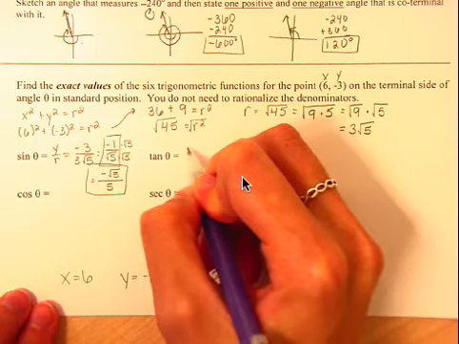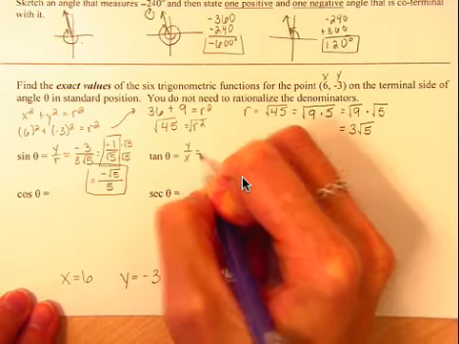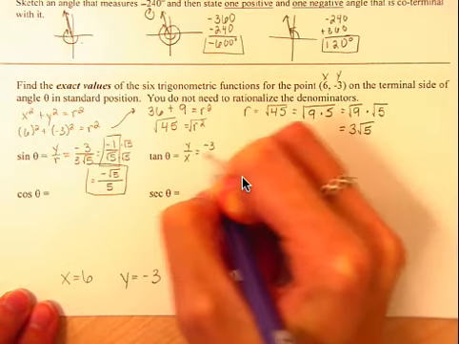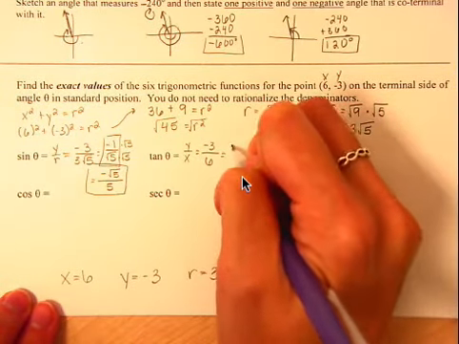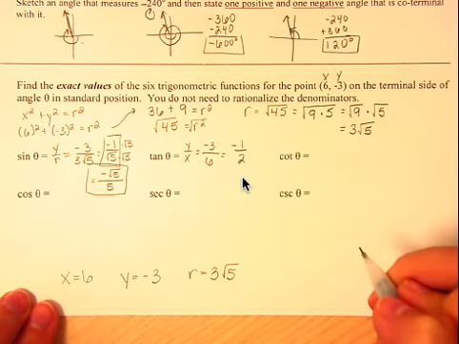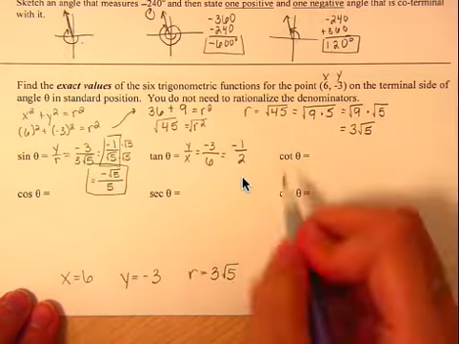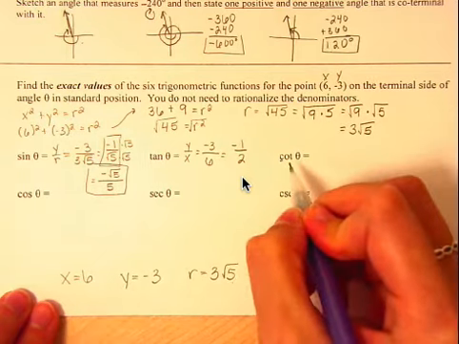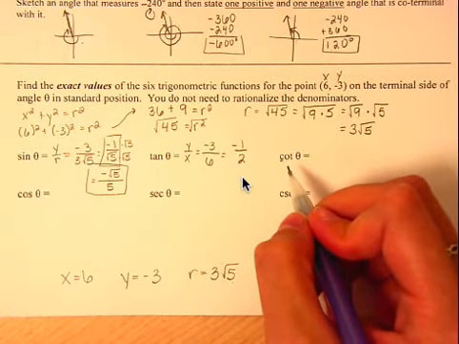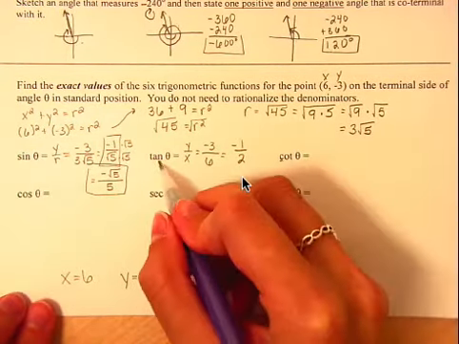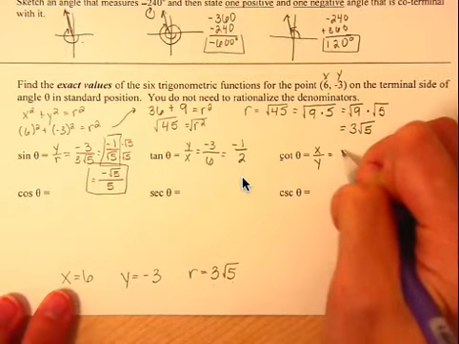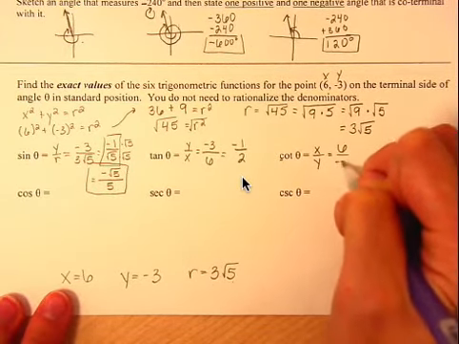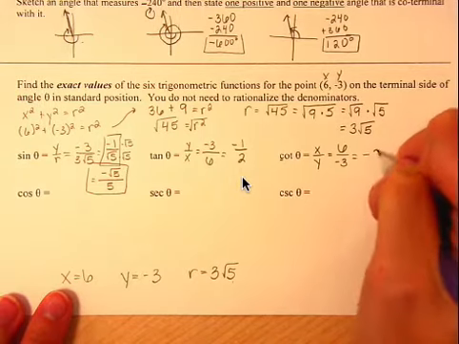Tangent is y over x. I know my y is negative 3, my x is 6, and I will ask you to simplify your fractions, so that becomes negative 1/2. Cotangent starts with a c, so its reciprocal does not have a c, and it's a tangent, so its reciprocal is tangent. So that means that cotangent is x over y. My x is 6, my y is negative 3, 6 divided by negative 3 is negative 2.